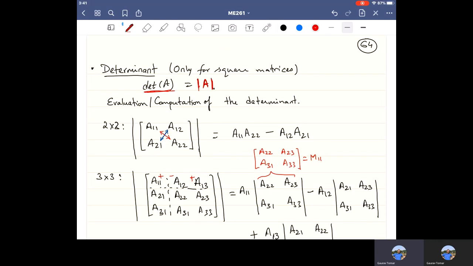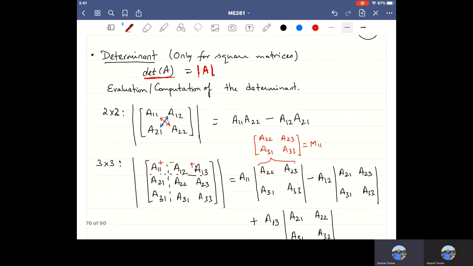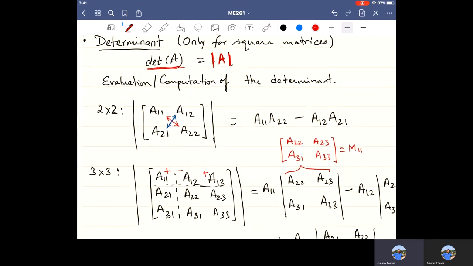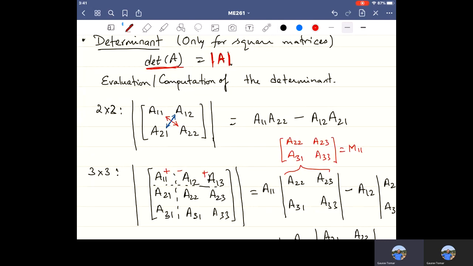Now, how to evaluate a determinant? You have learned this, and I'm sure most of you already know it, so I'll just quickly go through it once. If it's a 2 cross 2 matrix, then you take A11 multiplied by A22, and then you take minus A12 into A21. That's the determinant of a 2 cross 2 matrix, correct?